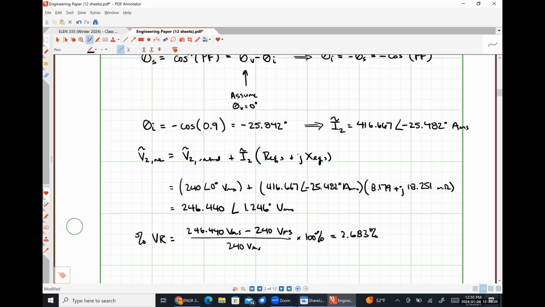Yes, sir. Thank you. Yep, you're 100% right. So it should have been inverse cosine of 0.9. Thank you for that, Avery. Yes. Also, is the angle for theta I 25.842 or 25.482? Thank you for that. I just transposed those numbers. Got in a hurry. 482. Thank you.